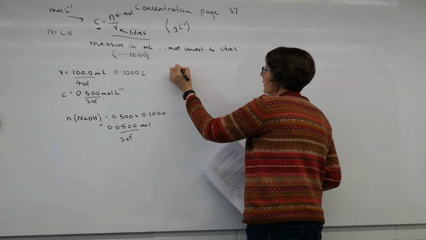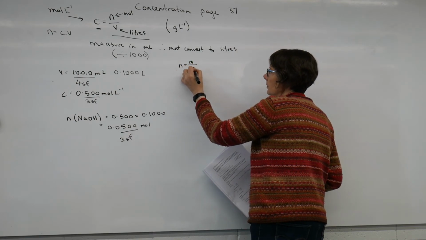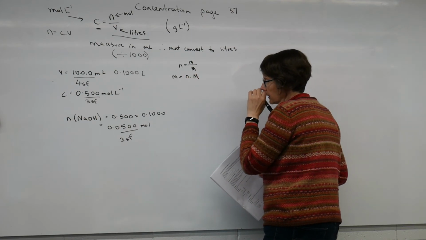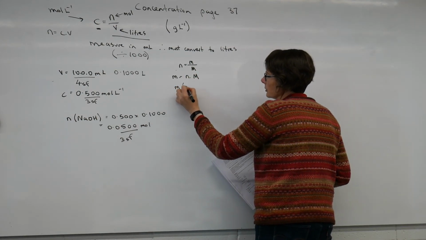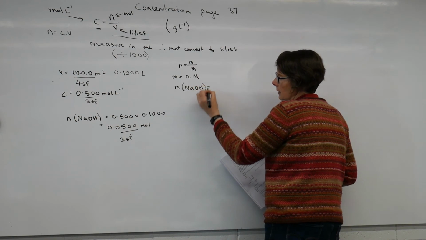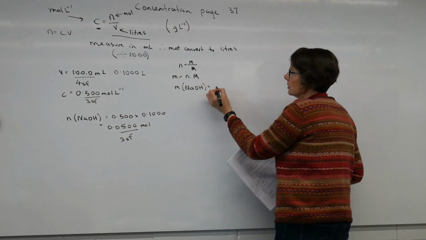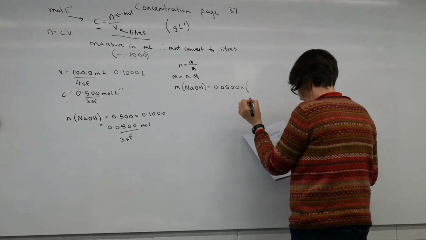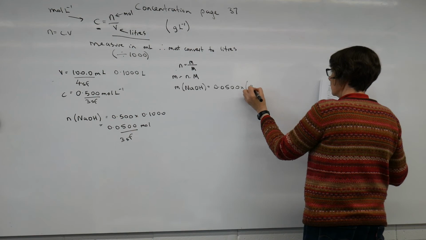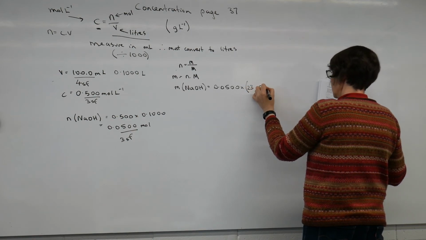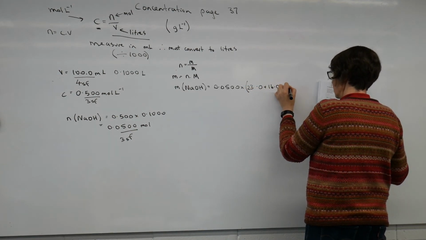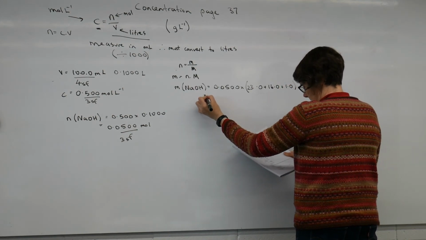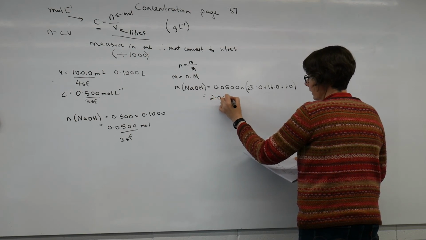So n equals little m over big M. Sample mass is equal to the moles times the molar mass. So the sample mass of sodium hydroxide equals our moles multiplied by 23 plus 16 plus 1.0, which gives 2.00 grams.